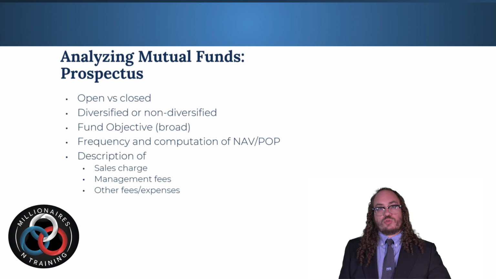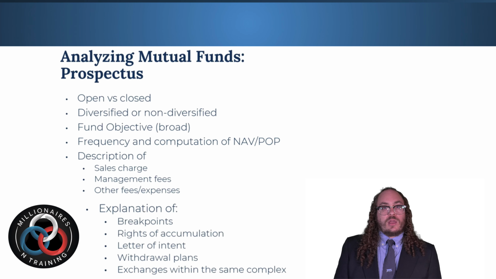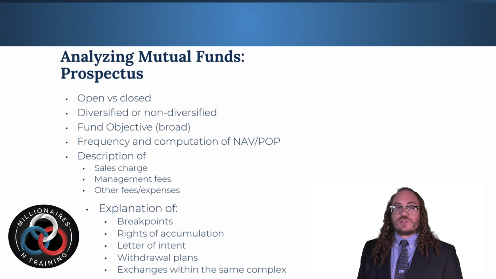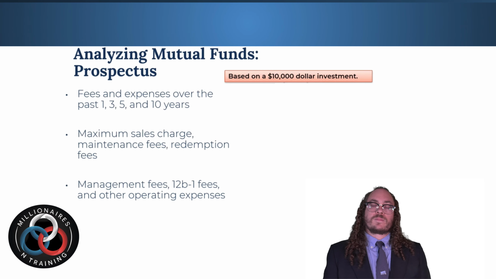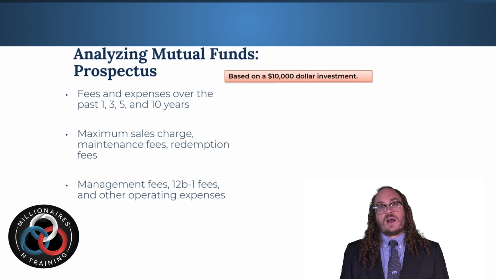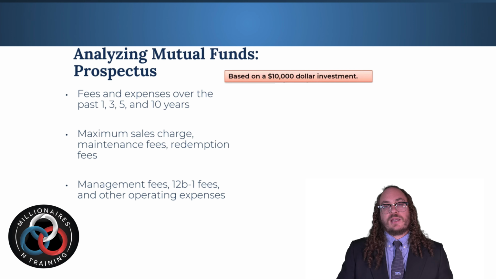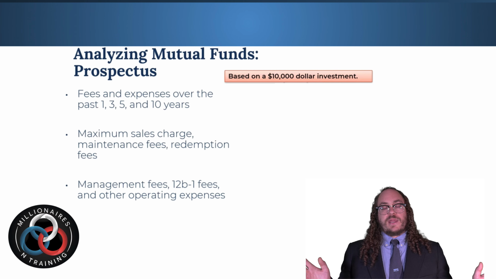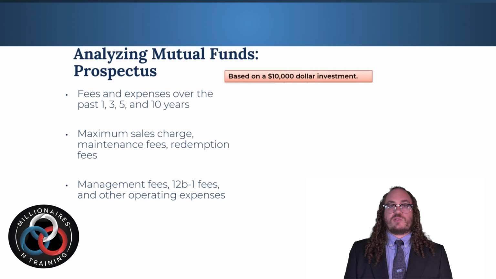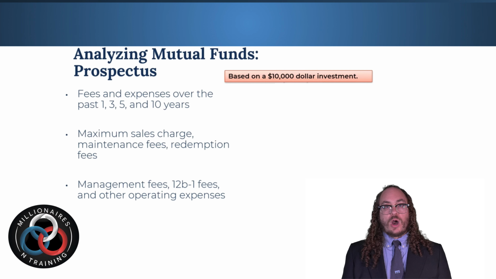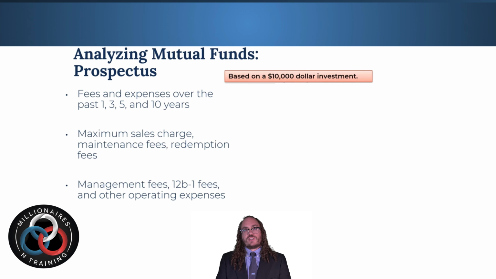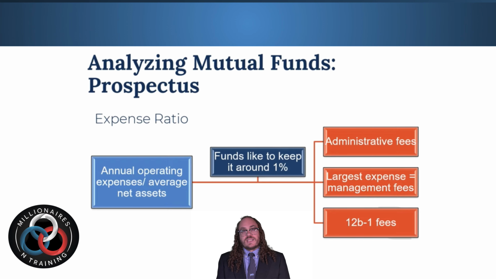So when we're analyzing mutual funds and looking at the prospectus, they're going to give us the fees and expenses over the past 1, 3, 5, and 10 years. This is going to be based on a $10,000 investment. The maximum sales charge, maintenance fees and redemption fees, along with management fees, 12b-1 fees, and other operating expenses. We also take a look at the expense ratio. It's the annual operating expenses divided by the net assets, or the average net assets. Funds like to keep their expense ratio around 1%, relatively low.